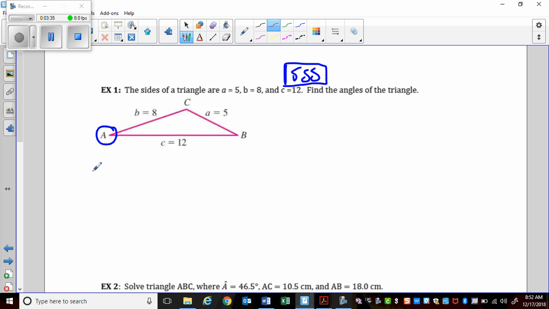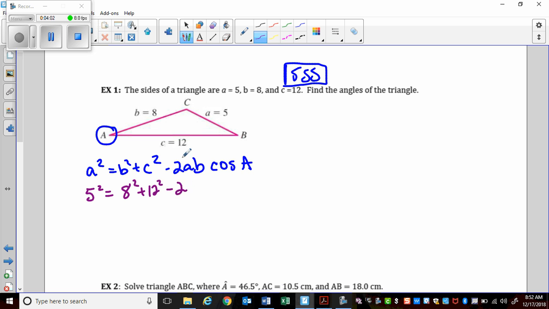Well, my formula is a squared equals b squared plus c squared minus 2ab cosine of A. My A is 5 squared equals B is 8 squared plus C is 12 squared minus 2 times A, which is 5, times B, which is 8, cosine of A. We really need to just solve for cosine of A. So 5 squared is 25. Plus 64 plus 144 is 208.